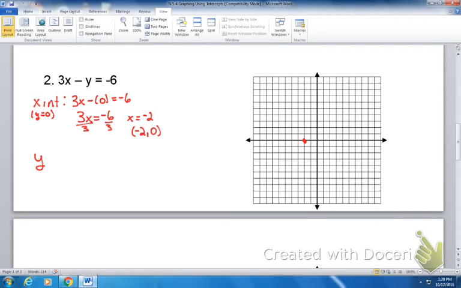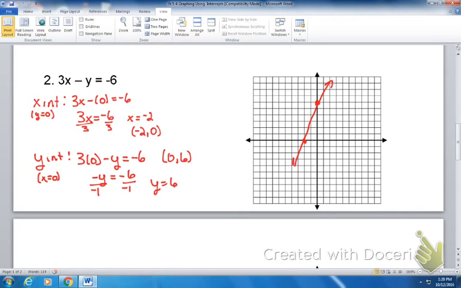Now I do the y-intercept. This means x equals 0. So I have 3 times 0 minus y equals -6. 3 times 0 is 0, and 0 minus y is just -y equals -6. Now we don't want negative y, we want positive y, so we divide both sides by -1, and you get y equals 6. So my x is 0, my y is positive 6. Over 0, up 1, 2, 3, 4, 5, 6. And now I can sketch my line. All right, let's keep on moving.